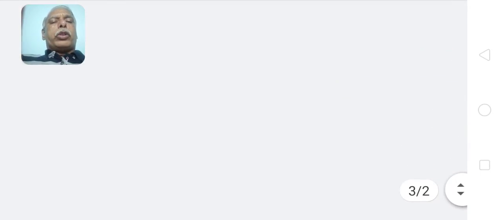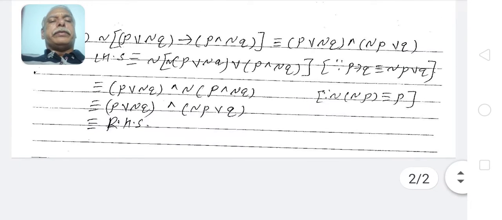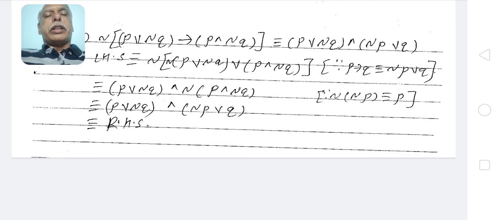Now there is one more topic remaining in this chapter, that is the electric circuit diagram, its symbolic representation, and the meaning of the electric circuit diagram along with logic. We will discuss that part in the next lecture.